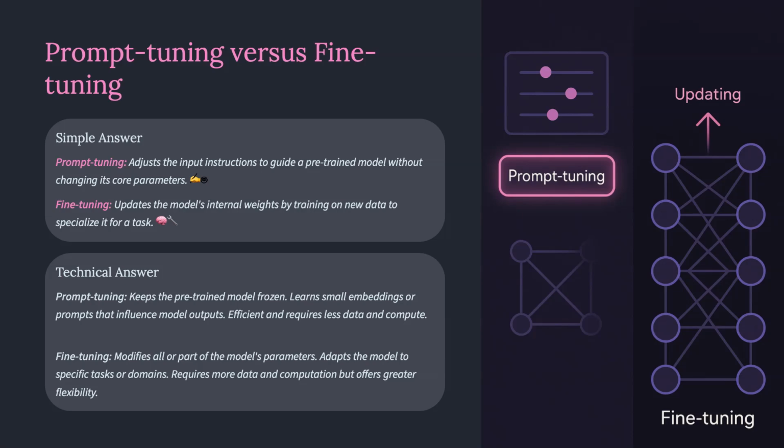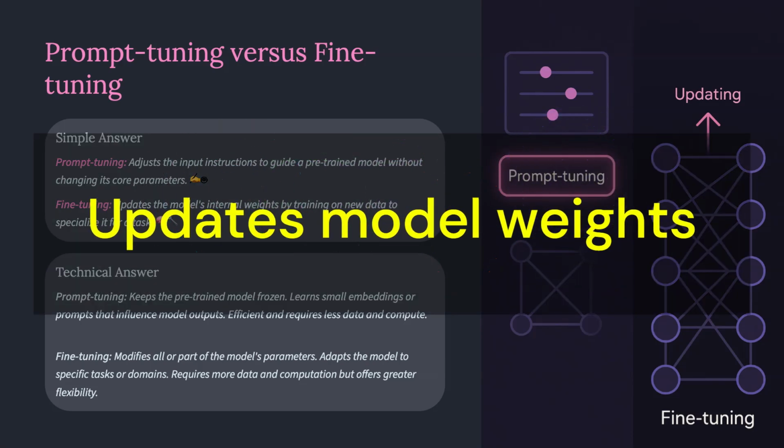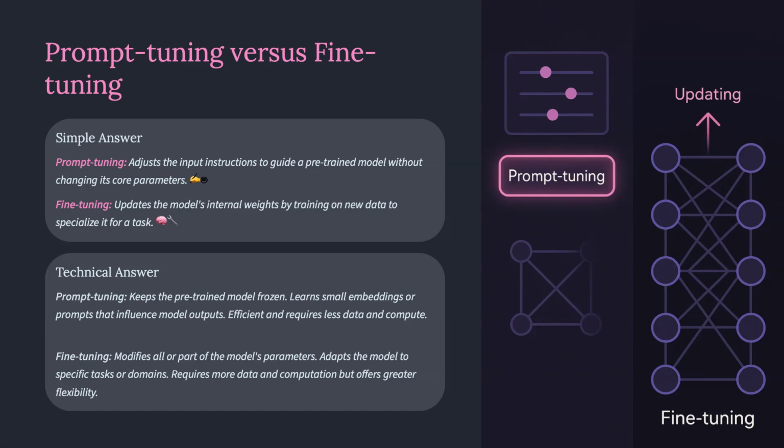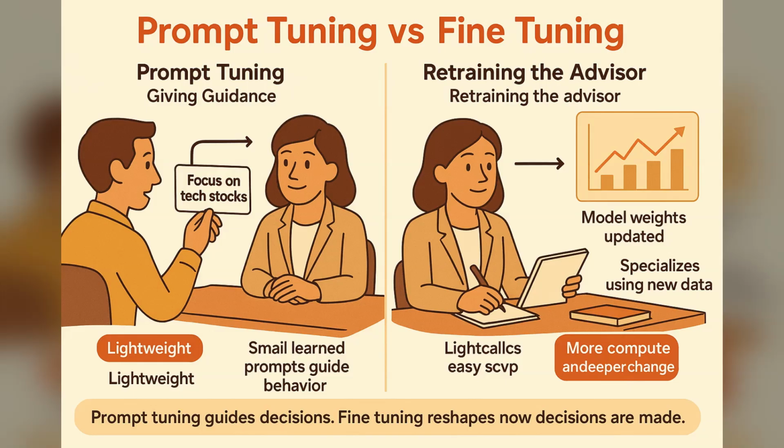Fine-tuning updates some or all of the model's internal weights using new training data, allowing the model to specialize more deeply, but requiring more compute and resources. Think of it like working with a financial advisor. Prompt tuning is giving them specific guidance, such as focusing on tech stocks, while fine-tuning is retraining them with new strategies that reshape how they make decisions overall.